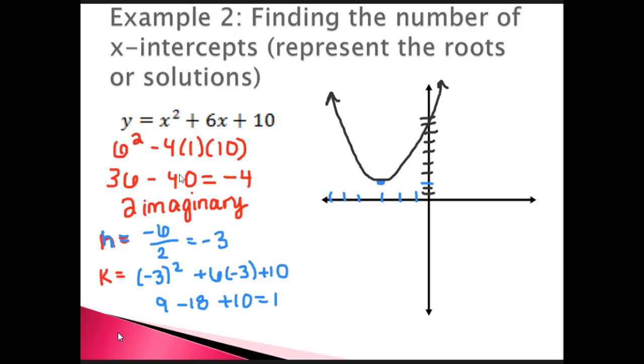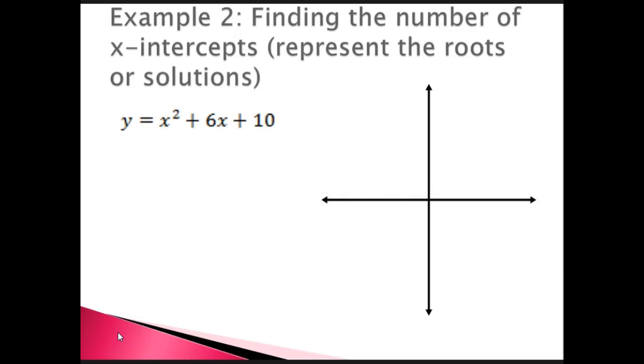This is starting to help see how the discriminant, the number and type, and the graphs all relate to each other. I promise I don't make you graph on your homework.